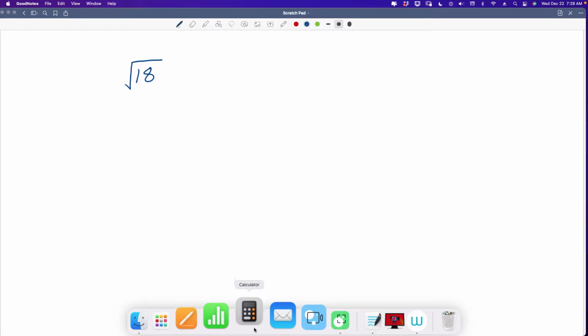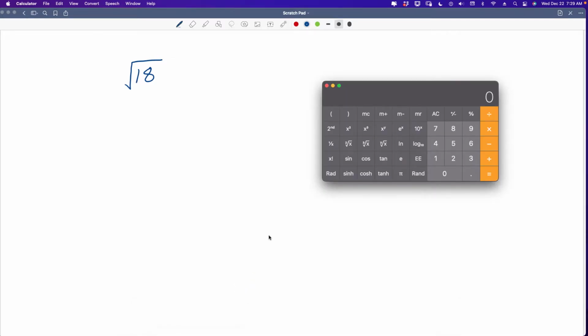So only if a problem asks you specifically to use a calculator to solve a square root, that is when you solve a square root. And this is how you would solve a square root on a calculator. You would type in, this is a scientific calculator, 18, and then you would click the square root symbol. And the square root symbol is the one that has the 2 with the x under it. This is the square root of 18.